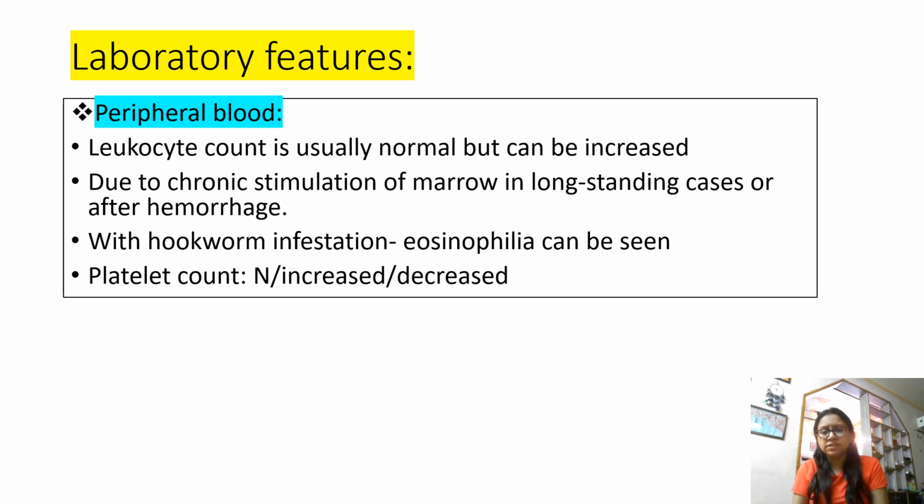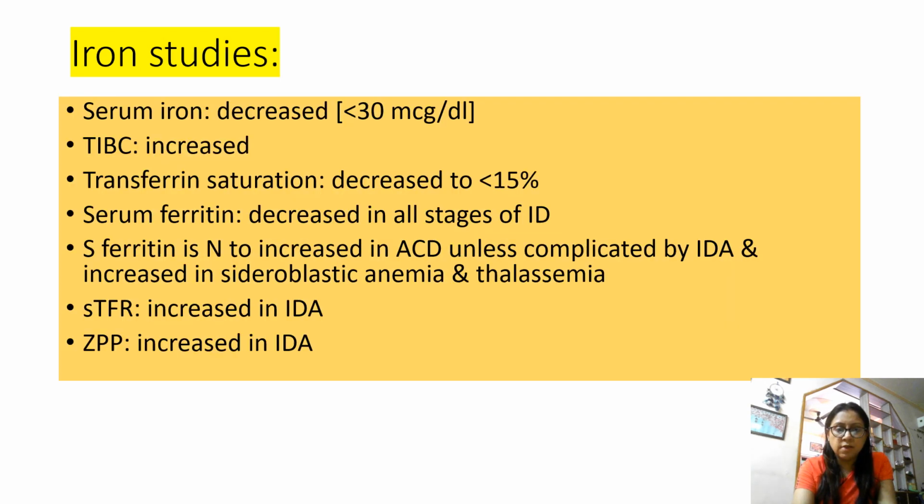Even with hookworm infestation, what happens? It is a parasitic infection, in which eosinophils increase, so the patient can present with eosinophilia also. Then the third important component when we describe our peripheral smear is platelet count. So in iron deficiency, platelet count can be normal, increased or even decreased.